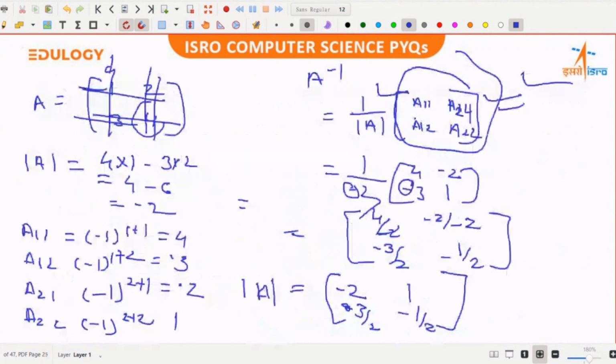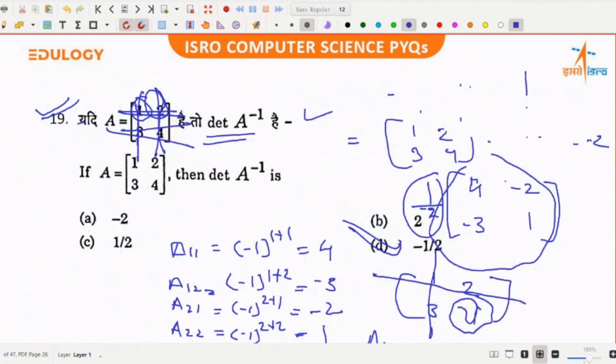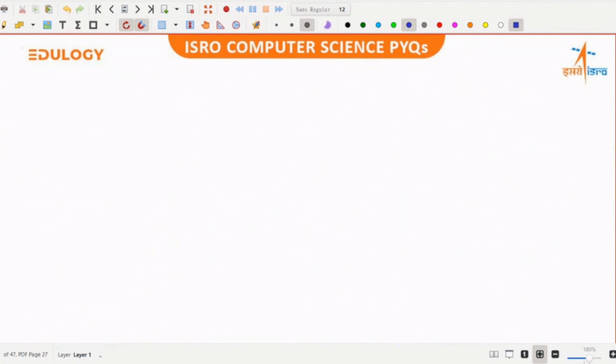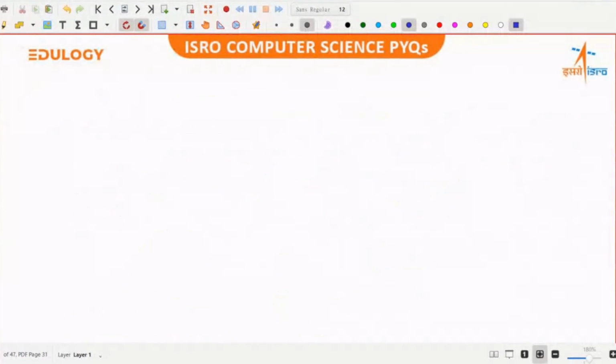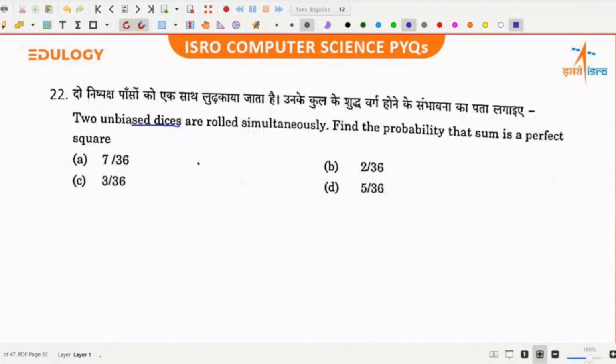Okay, now let's move to another question. Solve it. This is from probability and it is an easiest question. You need to make the sample space a little bit bigger and you need to calculate it. Take 2 minutes. 2 minutes is more than sufficient for such kind of question.